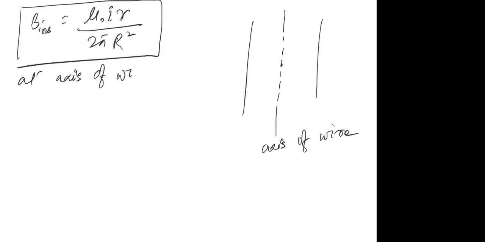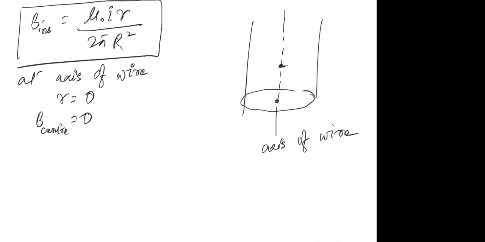If you are at the axis of the wire, or you can call it the center of the wire, don't you think small r will become 0? Because small r is being measured from the center, right? So at the center, this small r will become 0. This means that the magnetic field at the center will obviously become equal to 0.